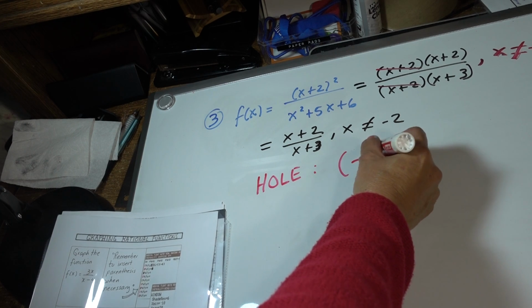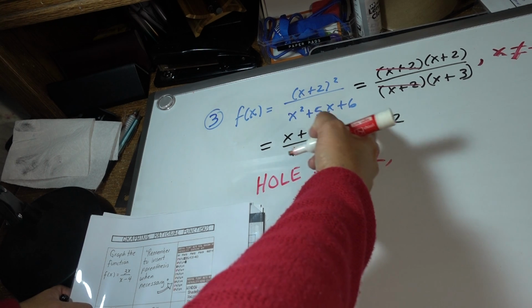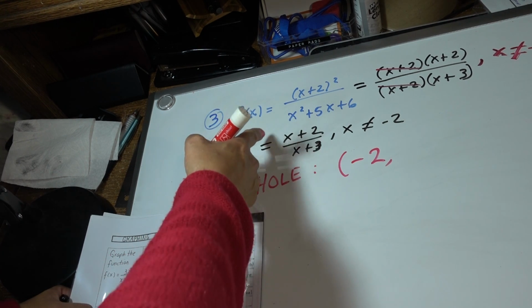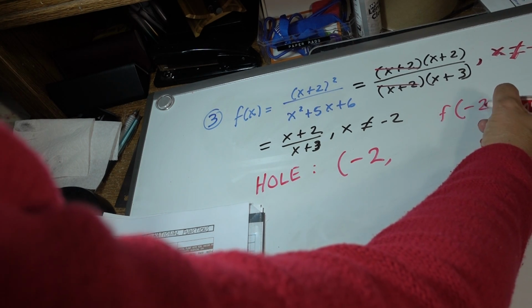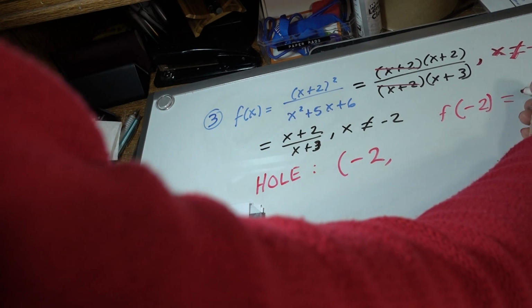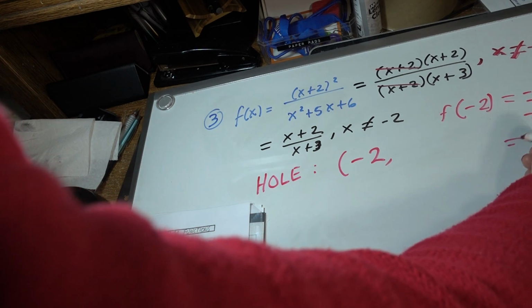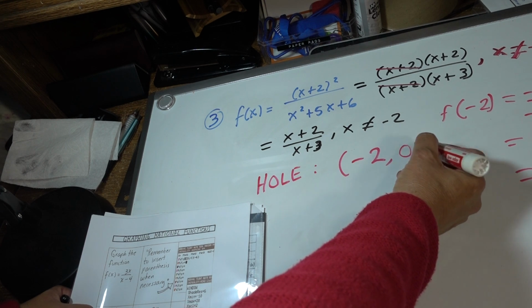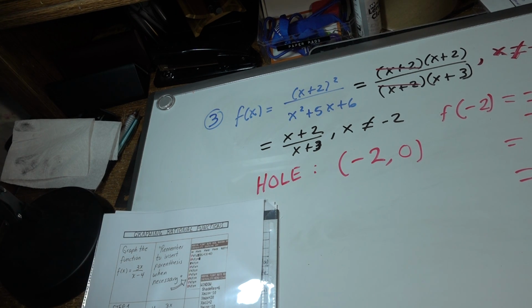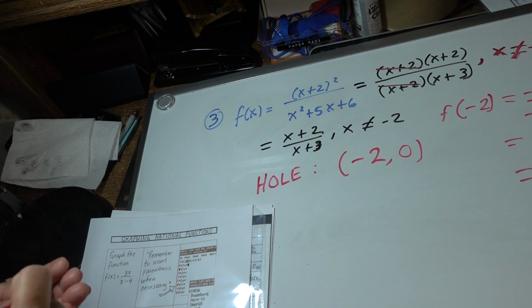The hole is at the point with x equal to negative 2. Then, in order to find the y coordinate, we plug it into the function that is already reduced. So we have to find f of negative 2 using this function: negative 2 plus 2 over negative 2 plus 3. So this is 0 over 1, which is 0. So negative 2, 0 is the hole in this function. When we graph it, we have to be very careful to draw that hole. That's the answer for number 3.